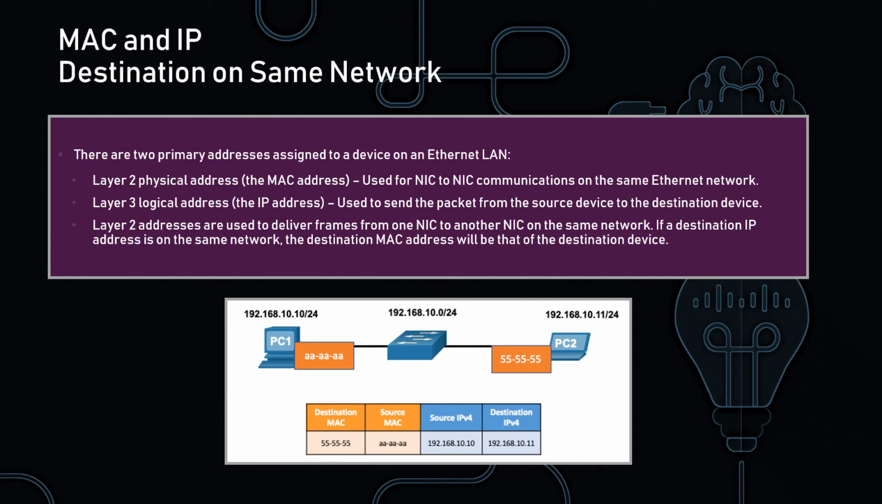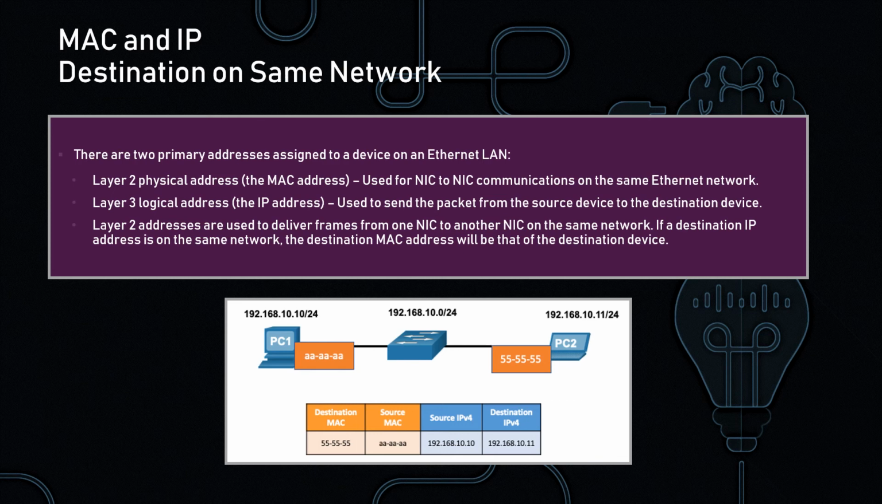So let's look at MAC and IP first. There are two primary addresses that are assigned to a device on an Ethernet LAN. We have our physical address, which is at layer 2, and our logical address at layer 3. So the MAC address and IP address. The MAC is used for NIC to NIC, what we would call link local communications on the same Ethernet network. And the logical address is used to send a packet from the source device to the destination device. We have to be able to uniquely identify each device on the network by its IP address.